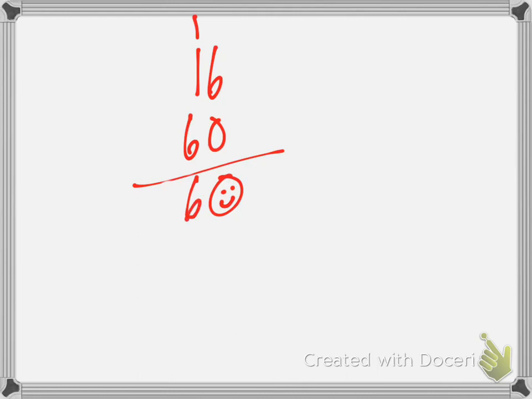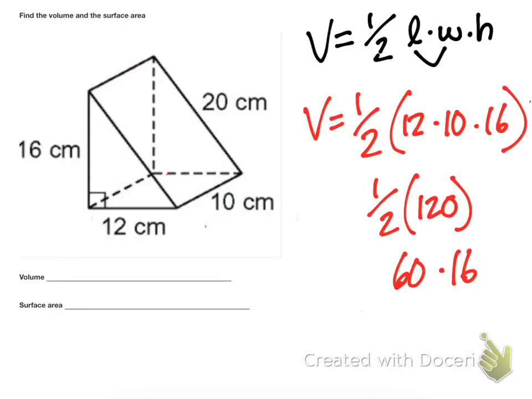So 6 times 6 is 36. This is making more sense. Don't make mistakes like me. Use your calculator. 6 times 1 is 6 plus 3 is 9. So for my volume, I get 960. So now I care about my surface area.